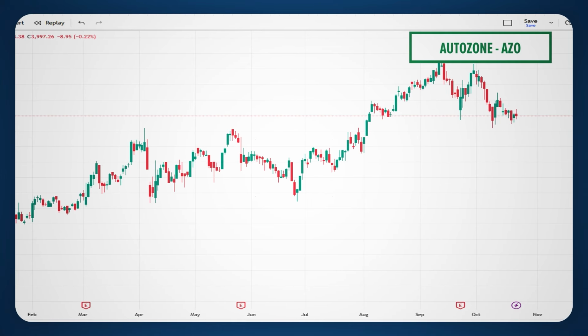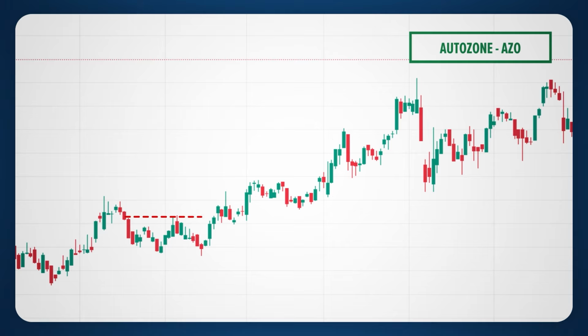This is AutoZone, right? Ticker symbol AZO. And you can see that there are different areas on this chart where you see the role reversal. Let me just draw those out for you. Here's one right here. See this resistance area right there? And look what happened. It held the support very nicely and rallied up.